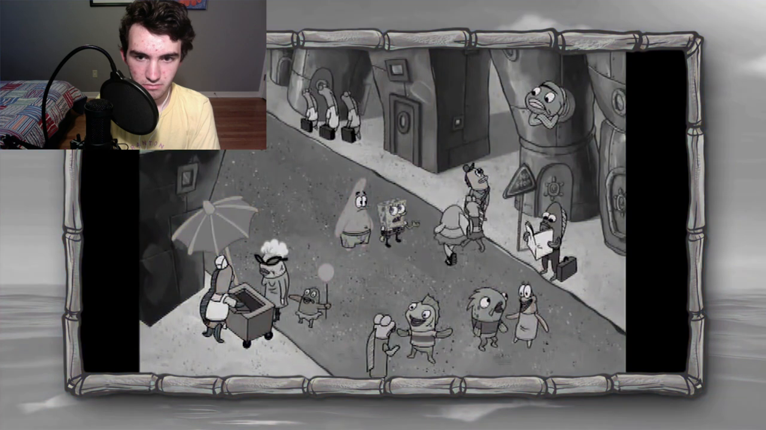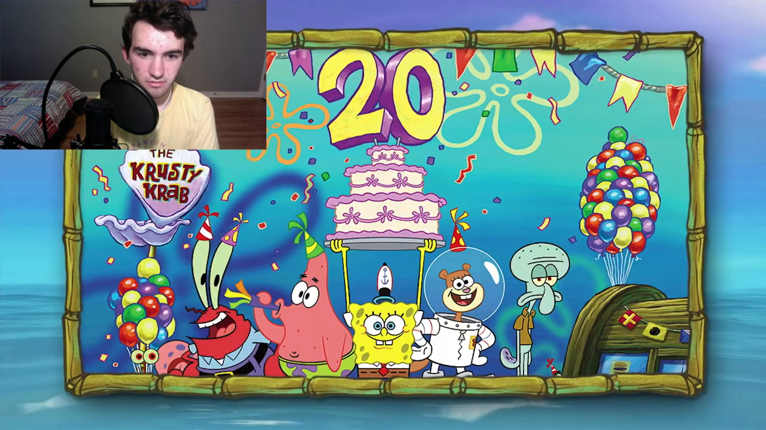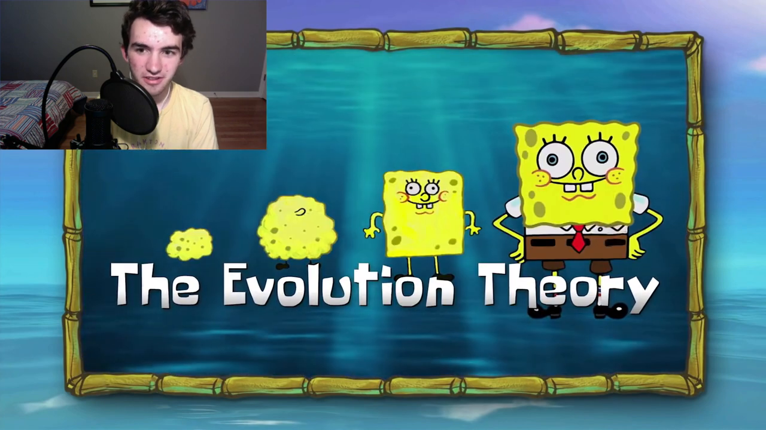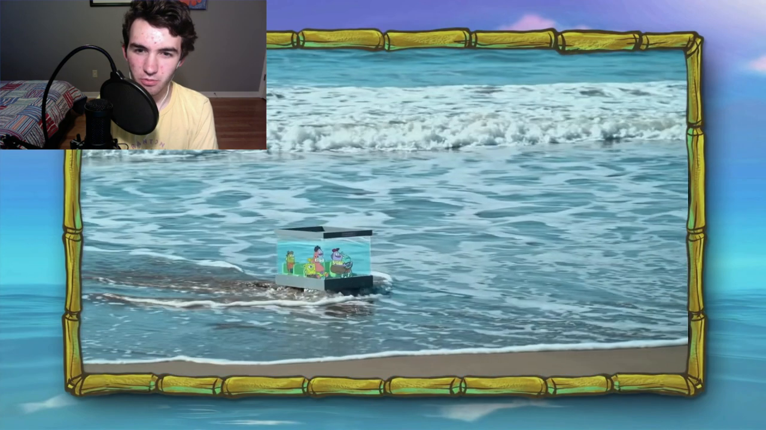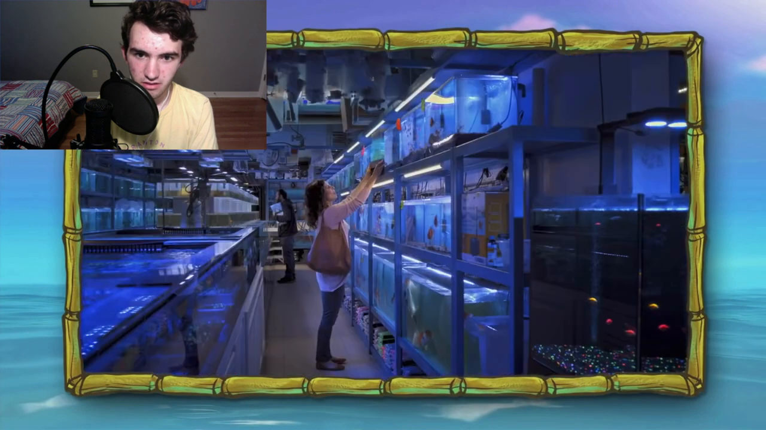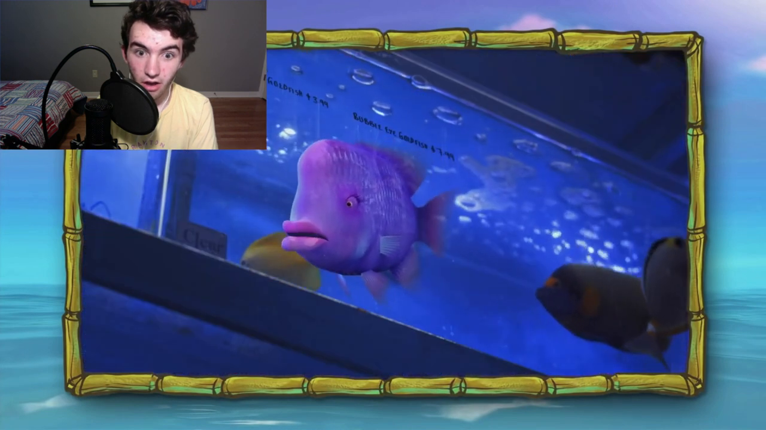This makes it sound an awful lot like the fish in Bikini Bottom actually are uniquely evolved, and it's not some worldwide phase. True. Then, in the SpongeBob 20-year anniversary special, SpongeBob's Big Birthday Blowout, we get a major piece of evidence for this theory. SpongeBob and Patrick take a tour of the surface world, and eventually go to a fish store and see some very realistic, less evolved fish.